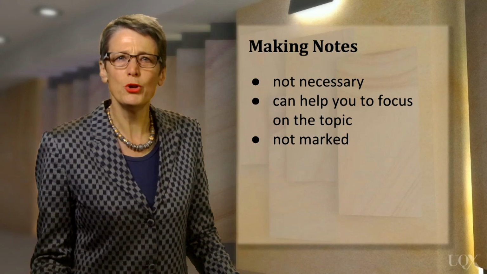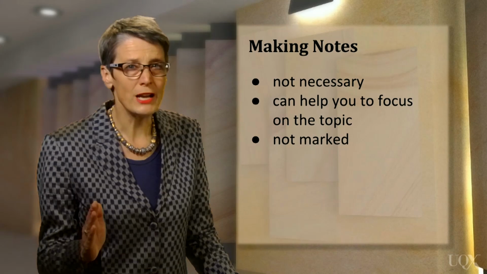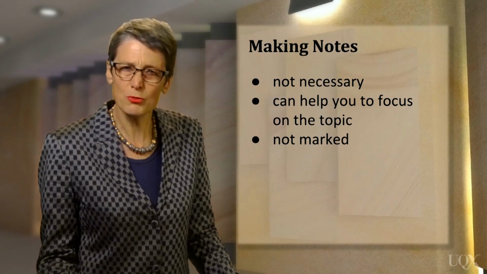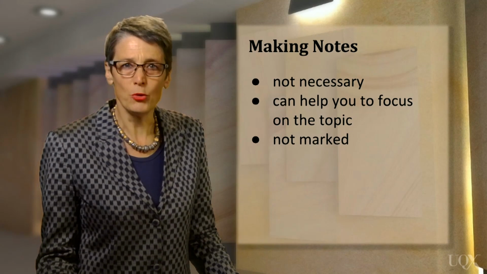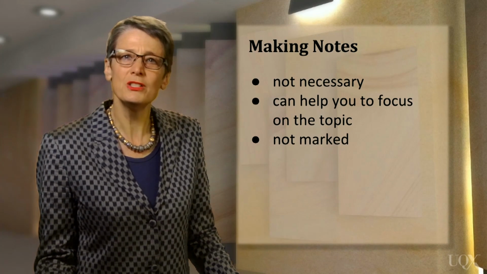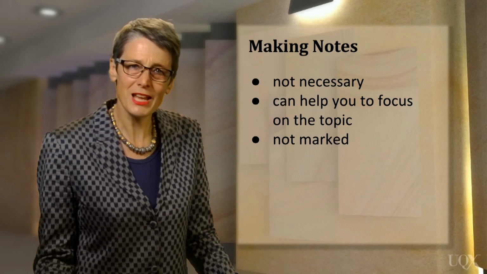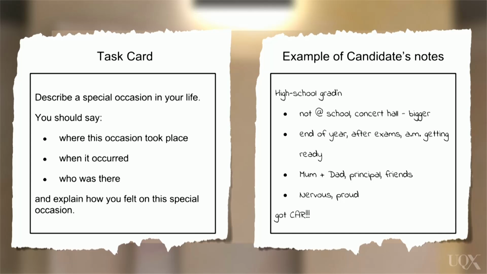It's best to keep your notes brief. Don't try to write whole sentences because remember, you only have 1 minute. If it helps you, you can use abbreviations and symbols. Let's take a look at an example. As you can see, this candidate has kept his notes brief. He has not written full sentences and he has used abbreviations and symbols. He has also tried to write something for each bullet point.